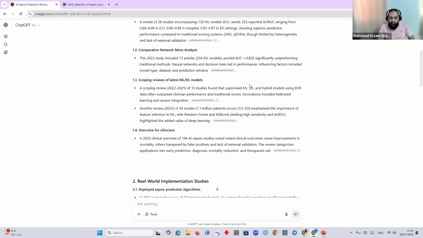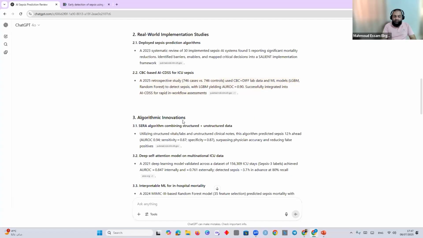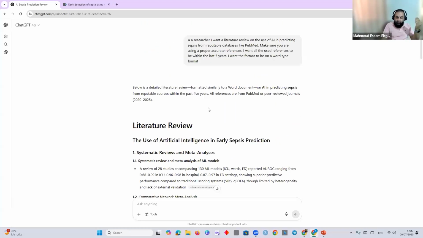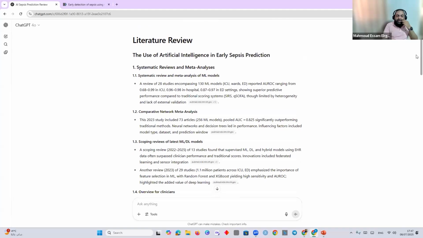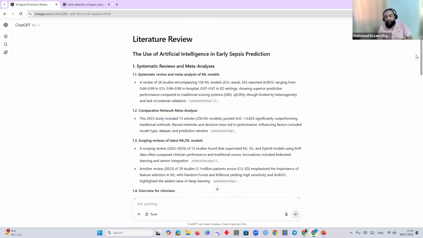So you need to double check after ChatGPT what was written there, and whether what was written there is actually what you need or not. Okay, and then after you make this check, you go to the structure of the literature review. Is this the structure that you are actually asking for? The use of artificial intelligence in early sepsis, one systematic review. You are not asking like this, right? We don't write papers this way, right?